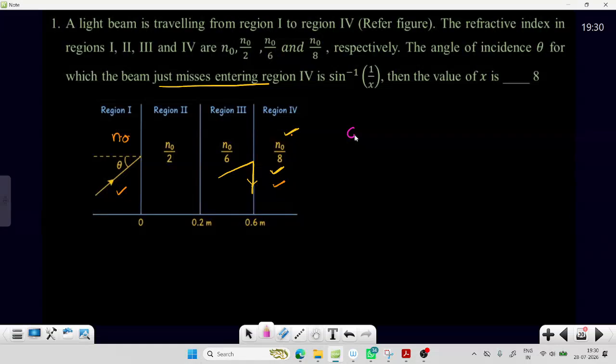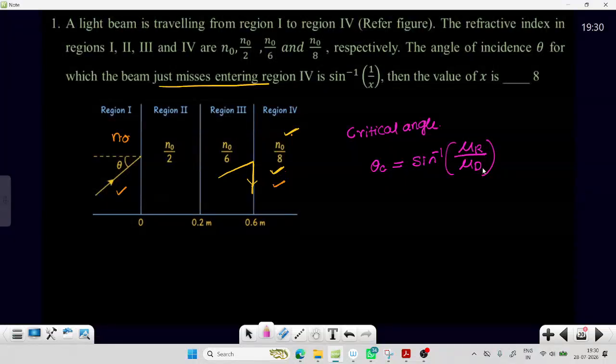Critical angle. So the light ray is not going into this medium. That means the angle of incidence should be the critical angle. It does not enter the other medium. The critical angle theta c is equal to sine inverse of mu r by mu d.